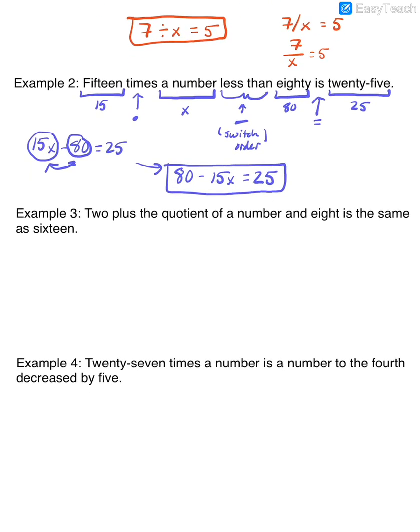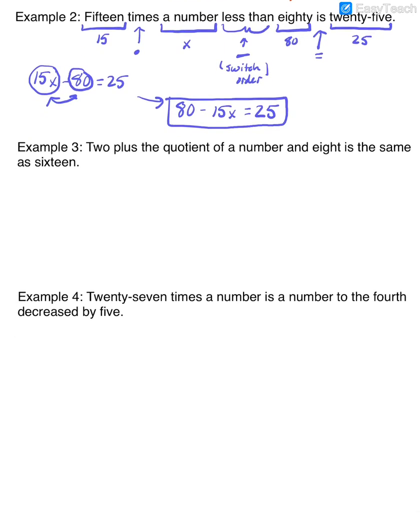Okay, let's scooch up. So example 3 says 2 plus the quotient of a number and 8 is the same as 16. Okay, so I see the number 2, 16, 8. I see a number, so let's say that's x. Okay, now here the same as, that'd be equals. I see a plus sign in there. I also see the quotient of.